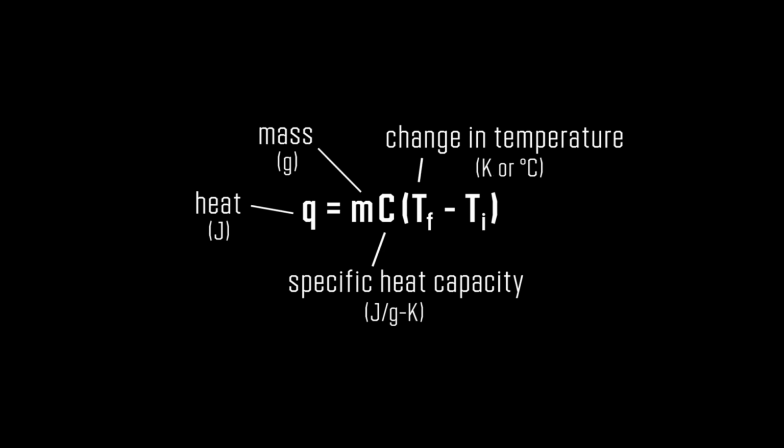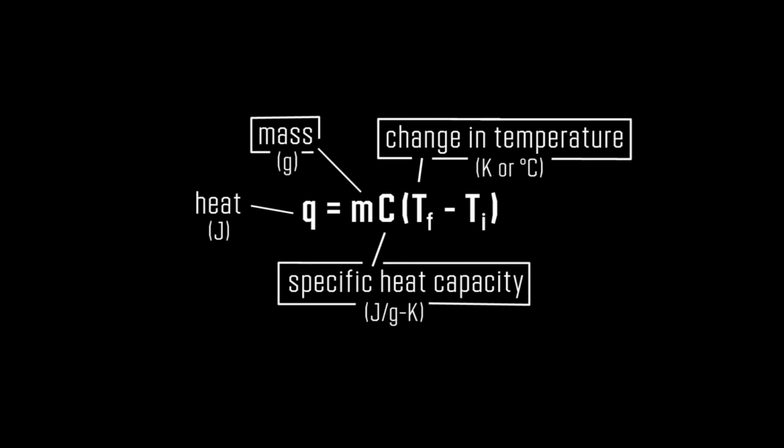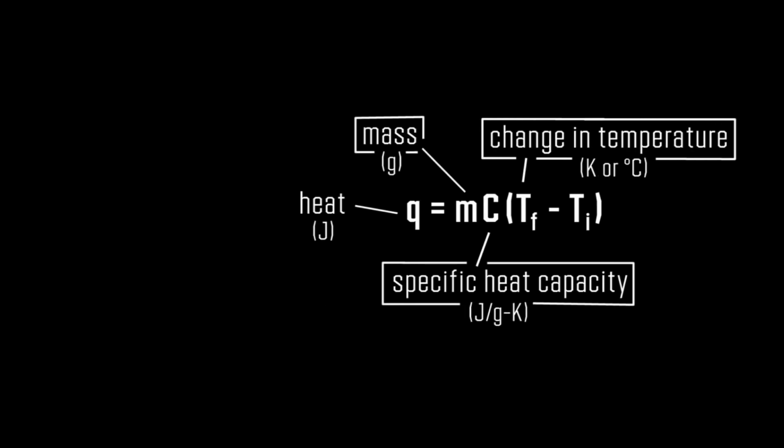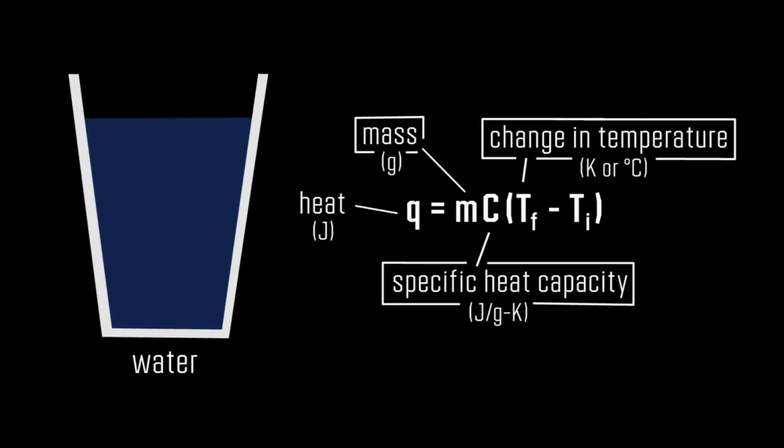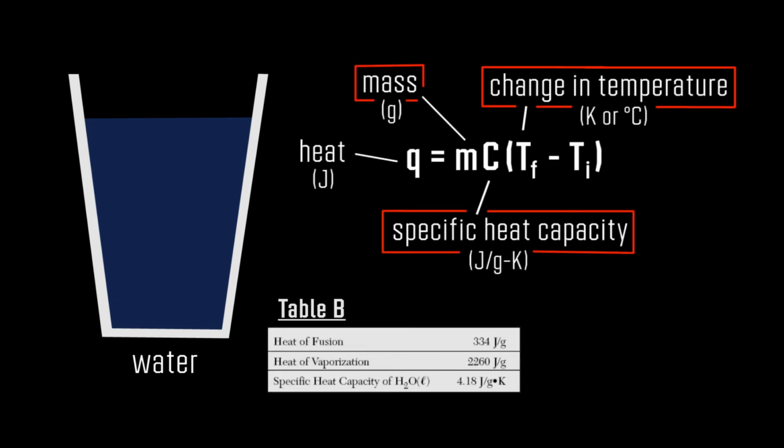But just one more thing. You need to know that the mass and specific heat capacity that you use must be the mass and specific heat capacity of the thing that is changing in temperature. That thing is usually water, so usually you would use the change in temperature of the water, the mass of the water, and the specific heat capacity of water, which is actually on Table B in your reference table, 4.18 joules per gram Kelvin. And now an example.